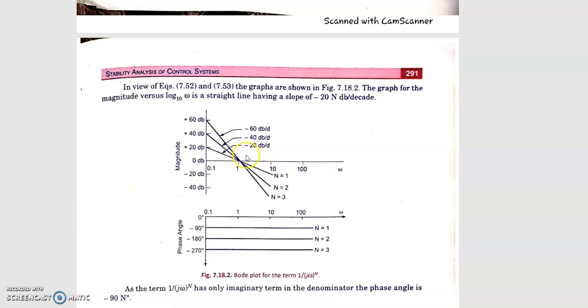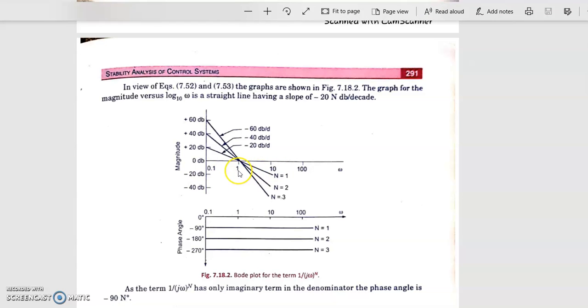Decade means the first point is 0.1. We do not consider 0 because if I take omega as 0, then log 0 does not exist. So we always have to take 0.1. Next is 1, which is 10 times 0.1. Then 10, which is 10 times 1. Again 10 times, it will be 100. Again 10 times, 1000. That is the portion showing the decades. That is why the unit of the magnitude plot slope is minus 20 decibel per decade.